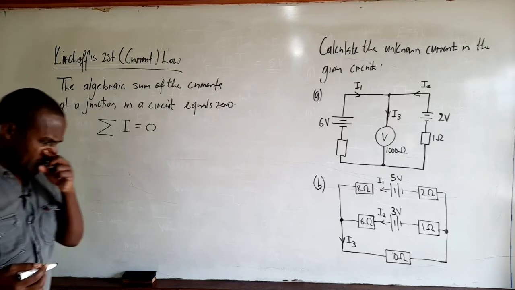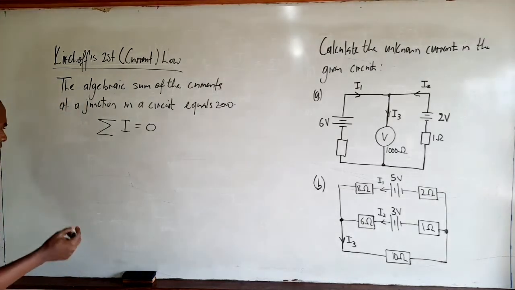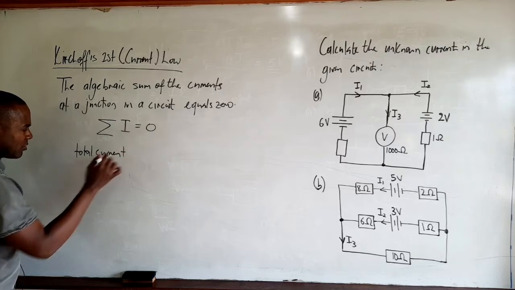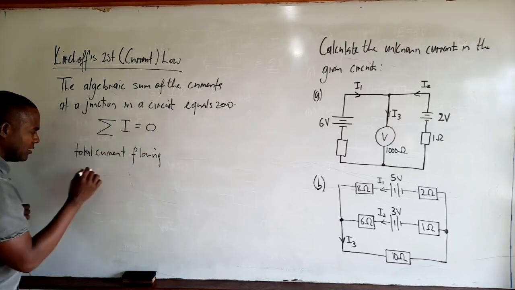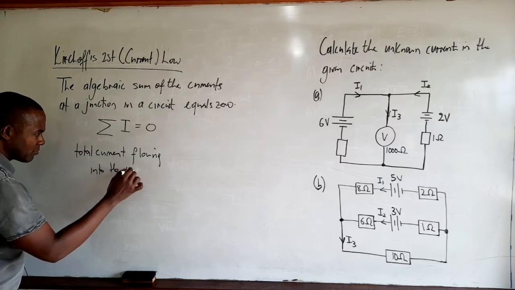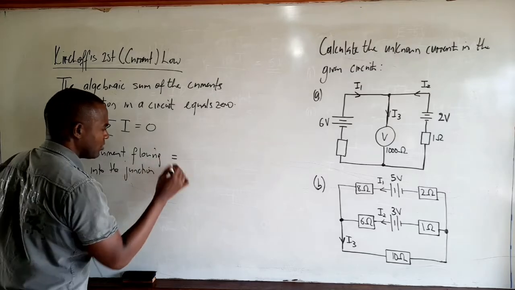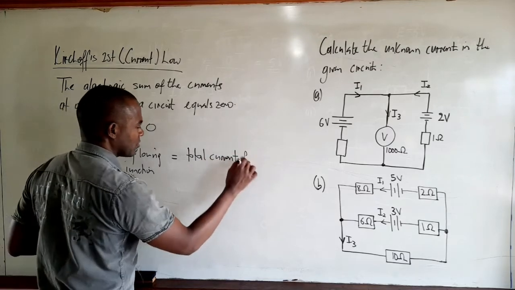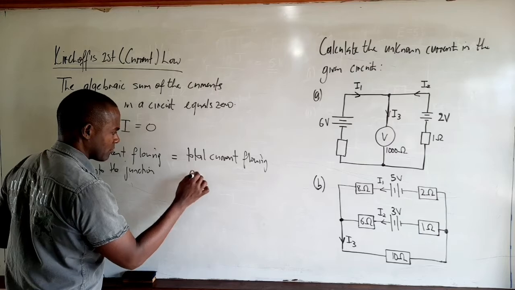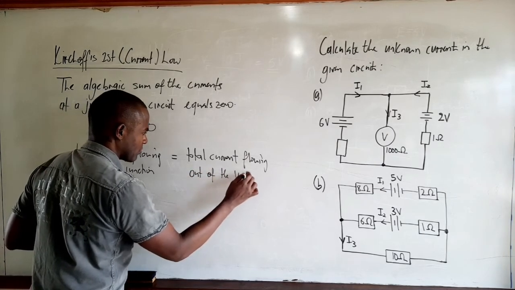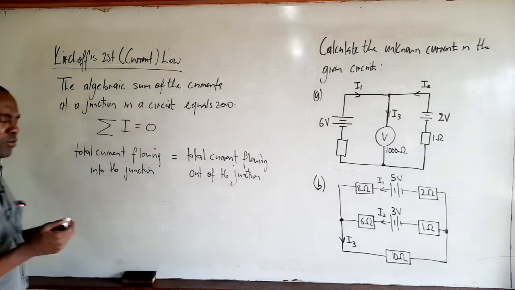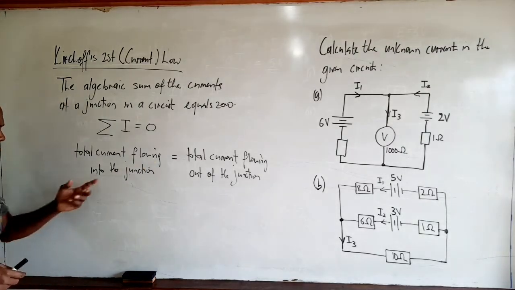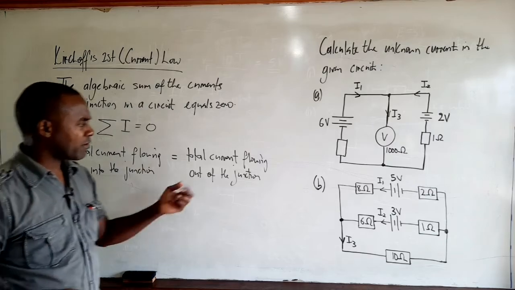Now, what exactly does this mean? In simple words, this basically means that the total current flowing into the junction must equal the total current flowing out of the junction. According to Kirchoff's first law, the algebraic sum of the currents at a junction in a circuit equals 0, which means the total current flowing into the junction must be equal to the total current flowing out of the junction.